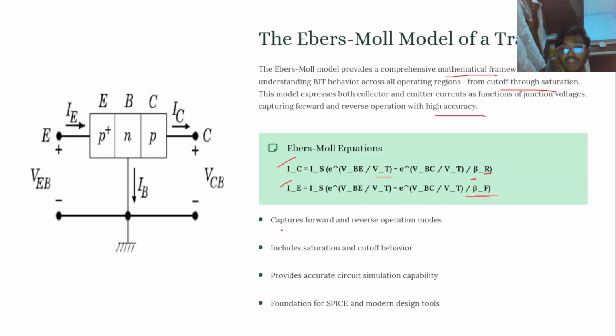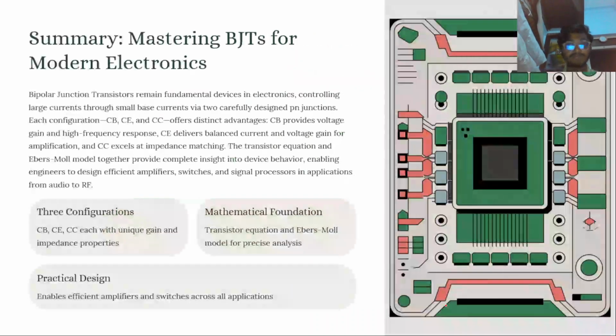What does it capture? It captures forward and reverse operation modes, including saturation and cutoff behavior, and provides accurate circuit simulation capabilities, the foundation for SPICE models and design tools. These are the specifications, which means the uses or applications of this. Ebers-Moll model summary: master BJT for modern electronics. All the concepts we learned are present in the summary.